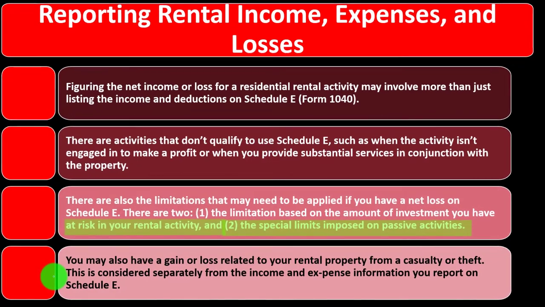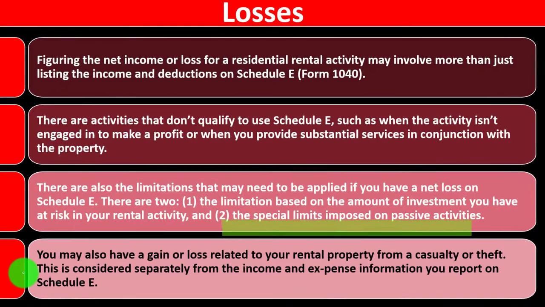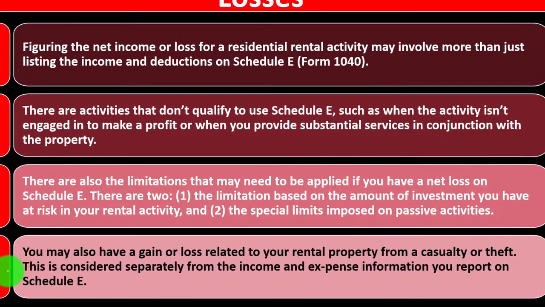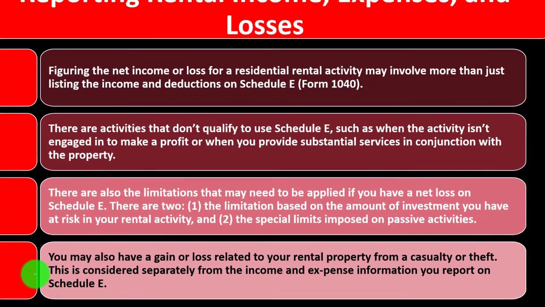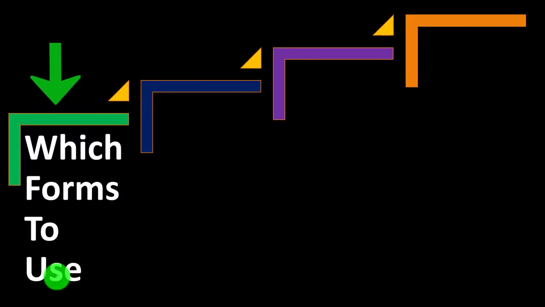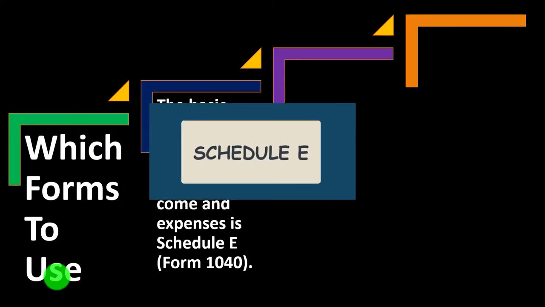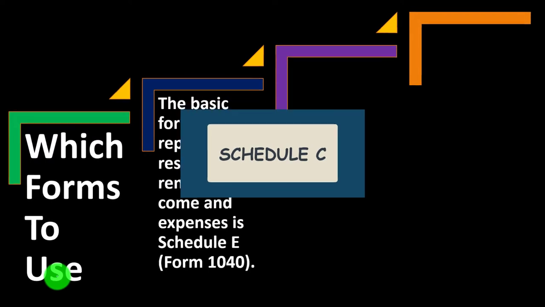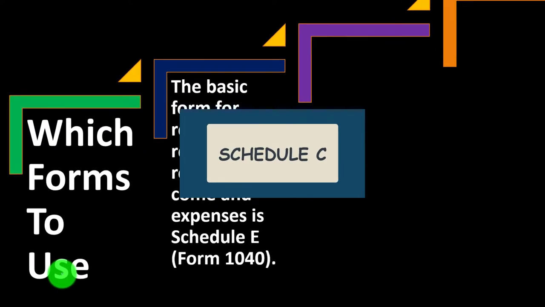You may also have a gain or loss related to your rental property from a casualty or theft. This is considered separately from the income and expense information you report on Schedule E. So which forms to use then? Are we using the Schedule E? Are we using the Schedule C or what? The basic form for reporting residential rental income and expenses is the Schedule E.